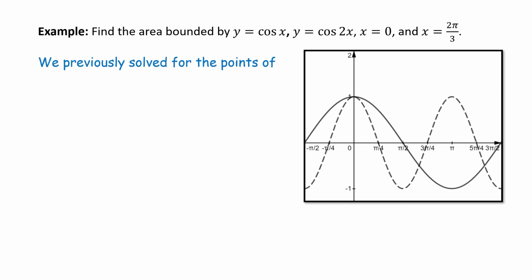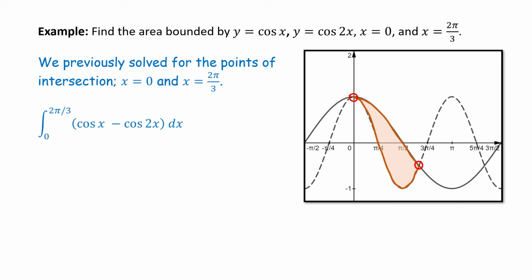We previously solved for the points of intersection. They were x equals 0 and x equals 2 pi over 3. The area we want to solve is bounded on the top by y equals cosine x, the bottom by y equals cosine 2x, and from x equals 0 to 2 pi over 3. So, setting up the integral, it'll be the integral from 0 to 2 pi over 3 of cosine x, the top function, minus cosine 2x, the bottom function, dx.